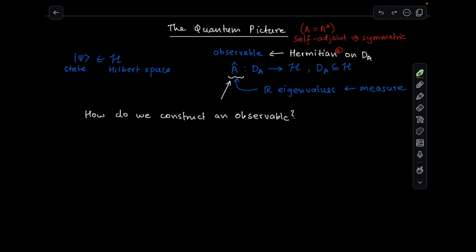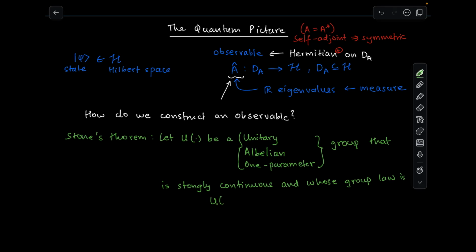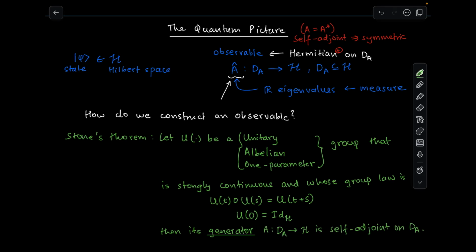Now I'm going to introduce a very powerful theorem called Stone's theorem, which states: let U be a unitary Abelian one-parameter group that is strongly continuous and whose group law is that if you compose two elements with parameters t and s, the resulting element will have the parameter t plus s, and an element with parameter 0 is the identity on the Hilbert space. Then the generator of this group, A, which maps some subspace of the Hilbert space to H, is self-adjoint on its domain.